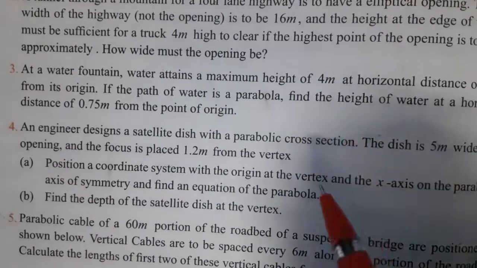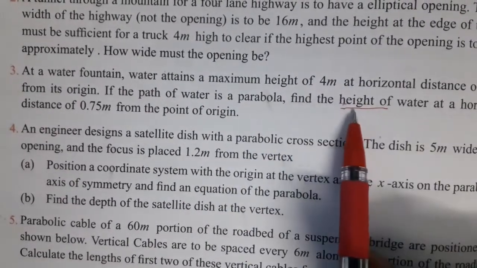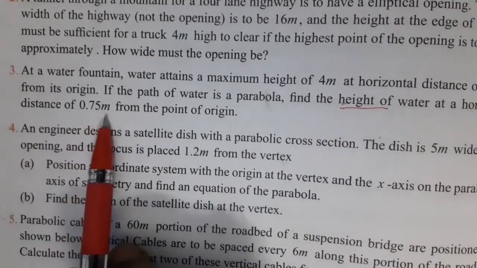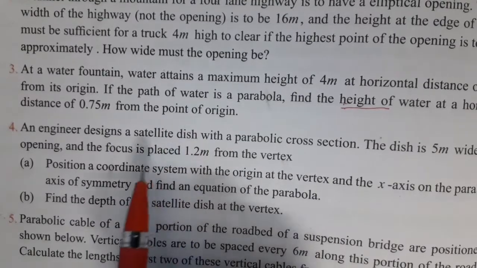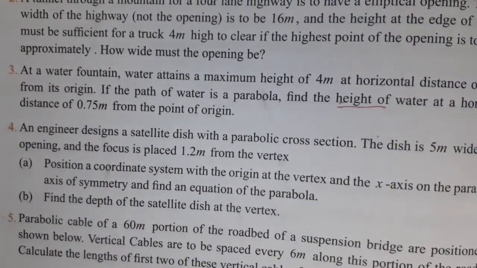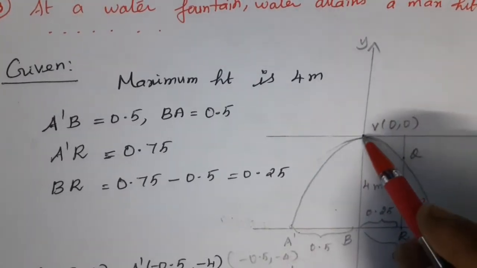Now here also we are going to find the same height. How did we find it in the first sum? Similarly, we are going to find the height of the water at a horizontal distance of 0.75 from the point of origin. Now see the diagram. If you understand the diagram, the sum is very easy. See the diagram. This is the origin.